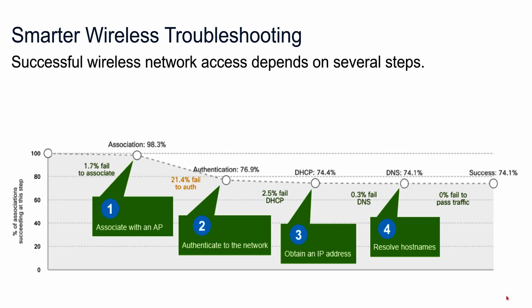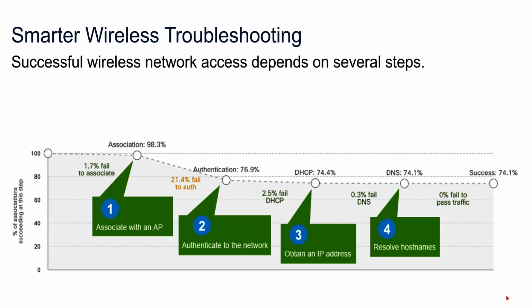We have association, we have authentication, we have DHCP and DNS. At layer 1 and layer 2, we have our radio frequency. So the client discovers the SSID using beaconing and probes. It does an 802.11 association to the AP.